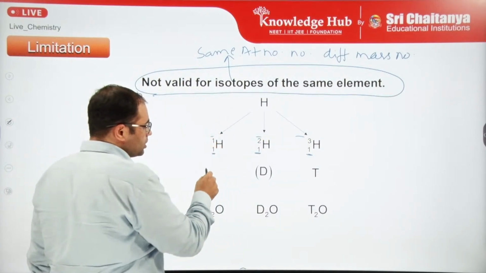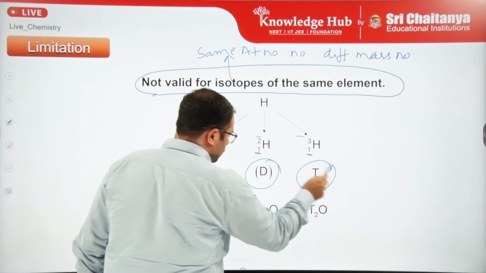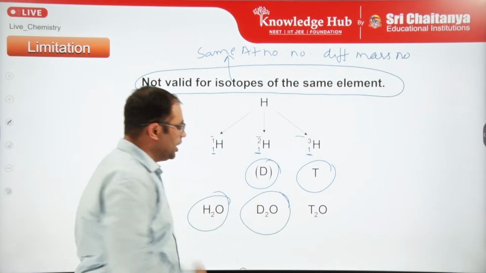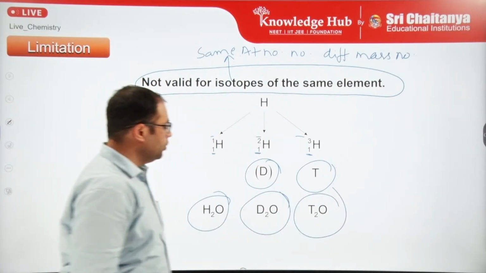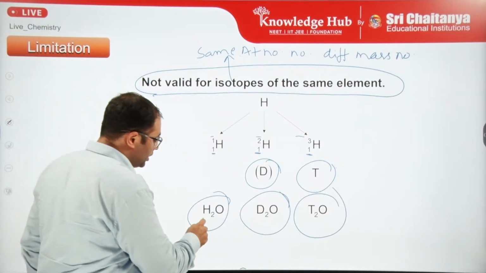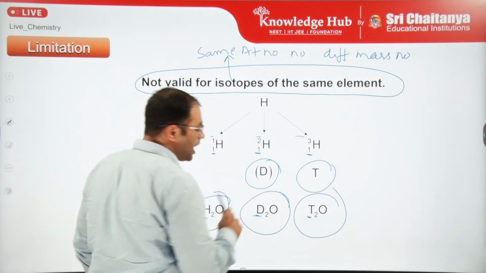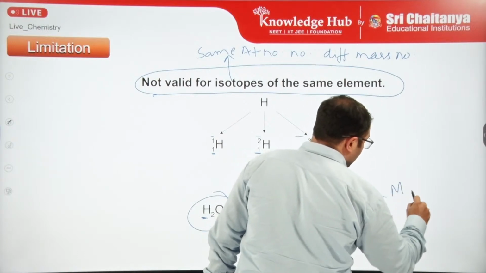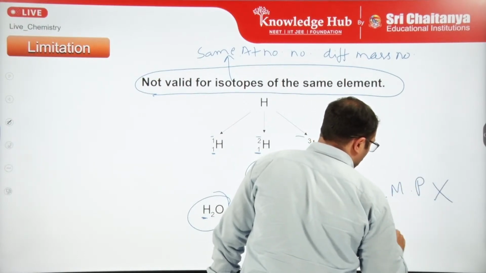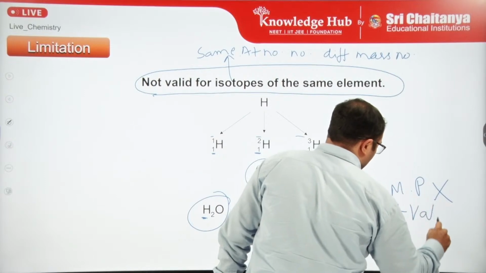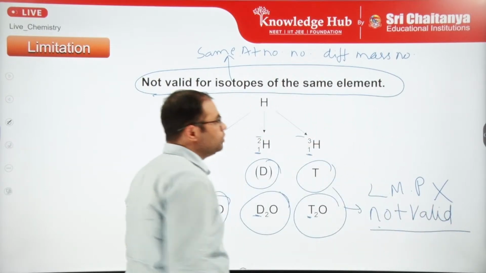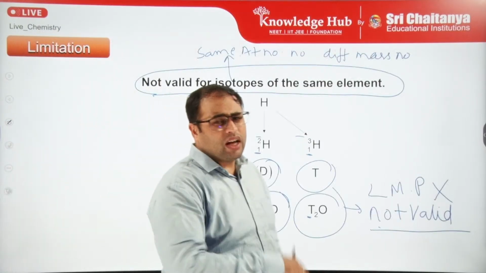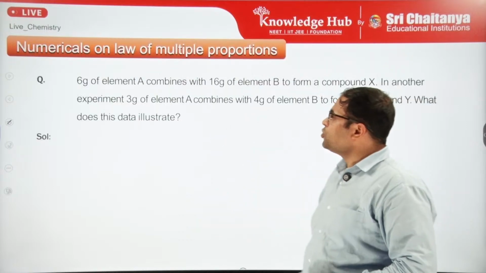Different mass number. This is hydrogen, this is deuterium, this is tritium, and with hydrogen we get H2O, with deuterium we get D2O, and with tritium we get T2O. So here also you will treat this hydrogen, this D and this T as different and separate, and here too the law of multiple proportions is not valid. So isotopes do not follow this law, right? So there are some numericals also on this law of multiple proportions, right?